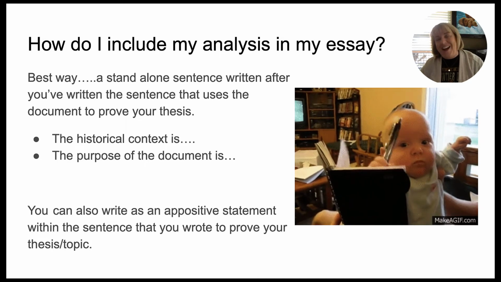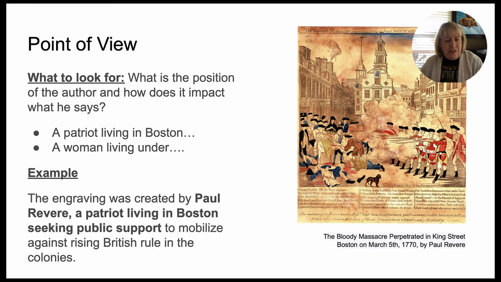I kind of do that with what I did here. This is an appositive statement because I have the sourcing within the sentence that I'm using to show how the document supports a thesis. So the engraving was created by Paul Revere, a patriot living in Boston seeking public support to mobilize against the British rule. So I'm saying that this document supports my thesis in that it shows there was a movement to unify the colonists against Great Britain, but it has the point of view of Paul Revere within that statement.